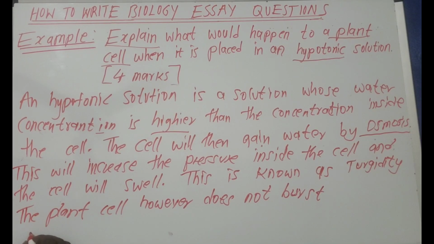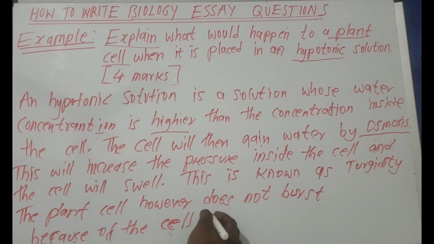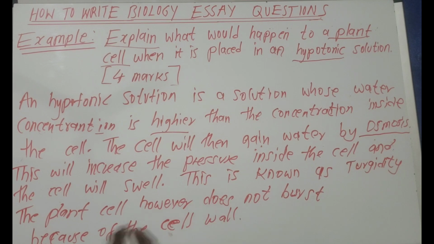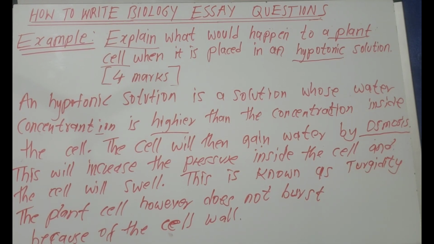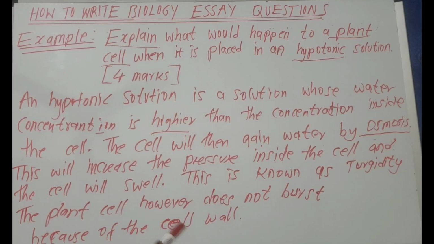Why? You say because of the cell wall, because it has a cell wall which is very strong. So despite the pressure increasing and it expanding, it will not burst. Okay, because of the what? Of the cell wall. But the normal cell, the normal plant cell, has a regular shape.